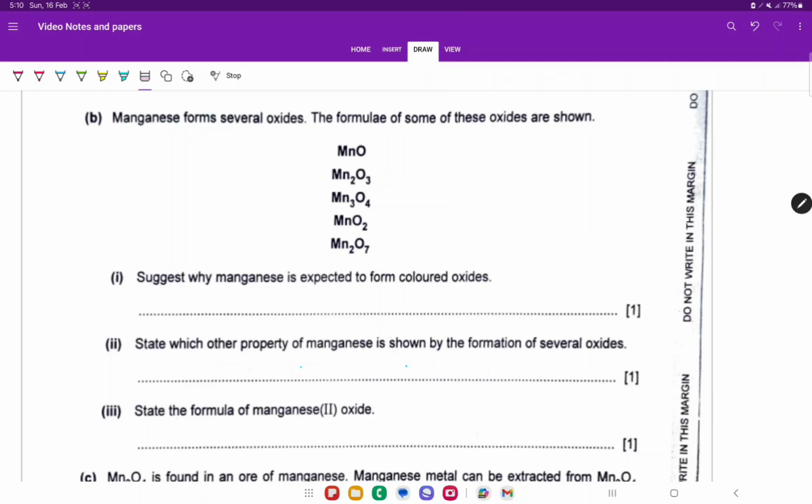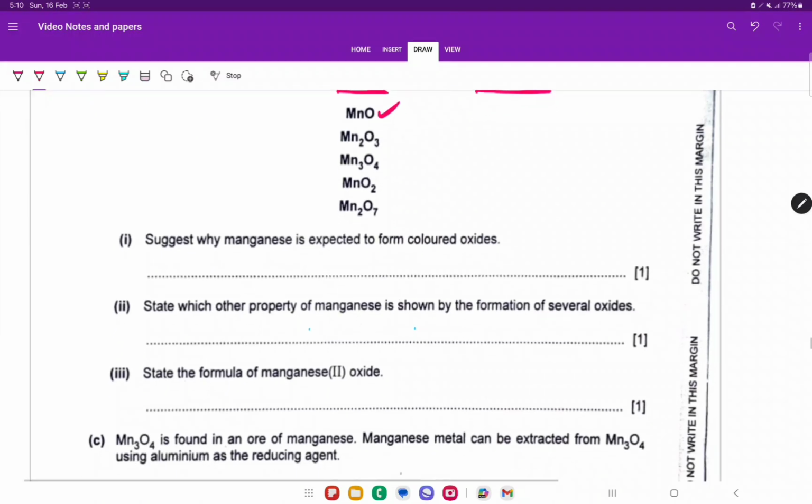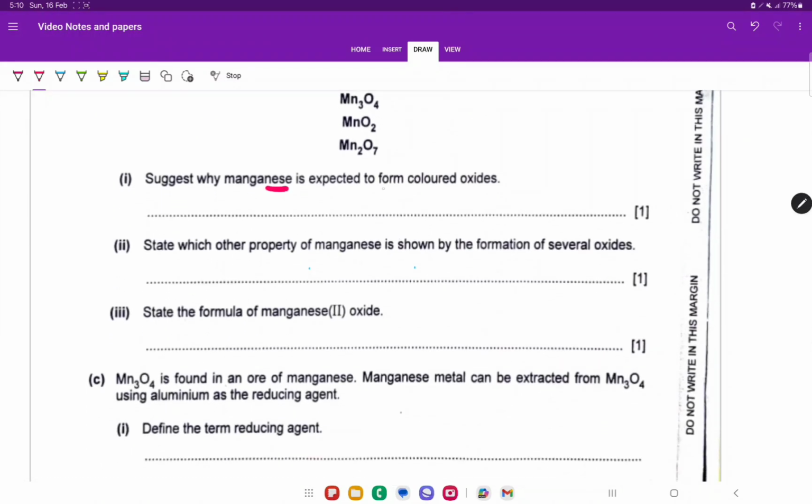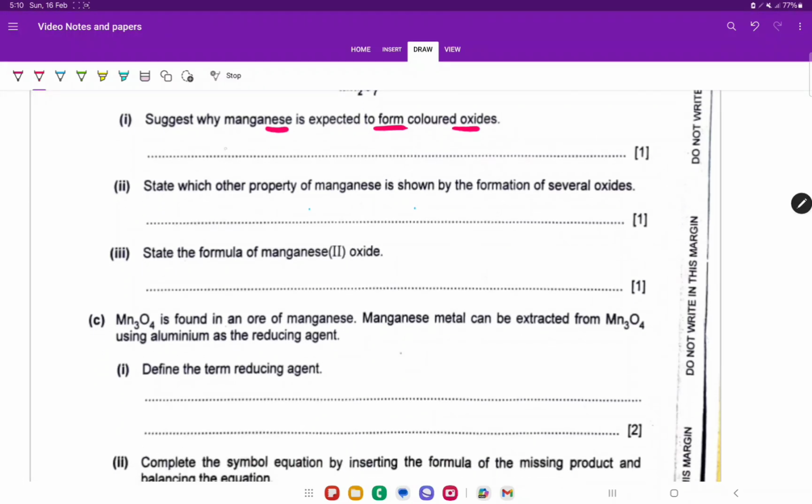The B part of this question says manganese forms several oxides, and the formulae of some of these oxides are given: MnO, Mn2O3, Mn3O4, MnO2, and Mn2O7. Suggest why manganese is expected to form colored oxides. As we know, colored oxides are basically formed by transition metals. Therefore, it is a transition metal. We can see in the periodic table also, it is a transition metal. That should be the answer for this question.